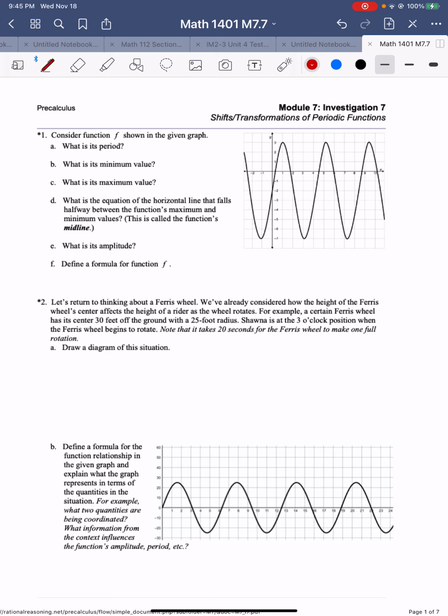This is Module 7, Investigation 7, shifts and transformation of periodic functions. So, number 1: consider a function f shown in the given graph. Look for the period, minimum value, maximum value, the equation of the horizontal line that falls halfway between the function's maximum and minimum value, and the amplitude. Then define the function, the formula for the function.